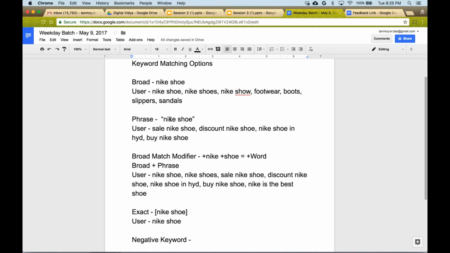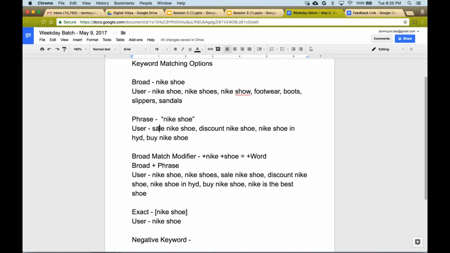Okay, phrase match says if you want to make a keyword phrase match, put quotes around it at the beginning and at the end. It says that when a user comes to google.com and searches for this keyword with something written before or after the keyword, nothing in between, only then are the chances that the ad might be shown to them. So that's what we are trying to do here.